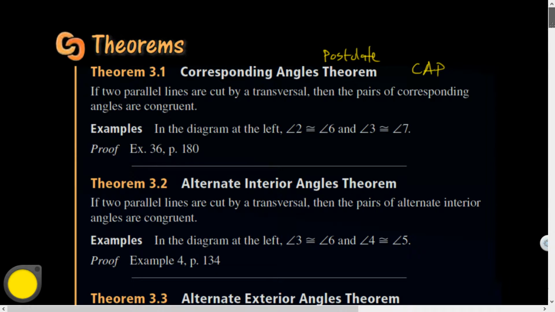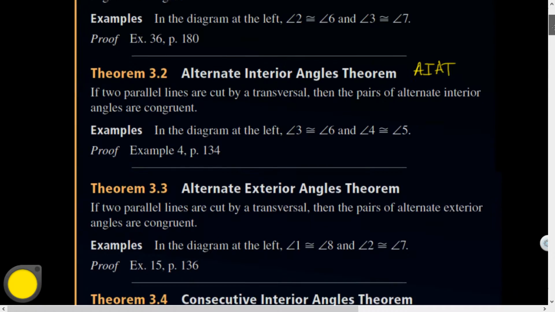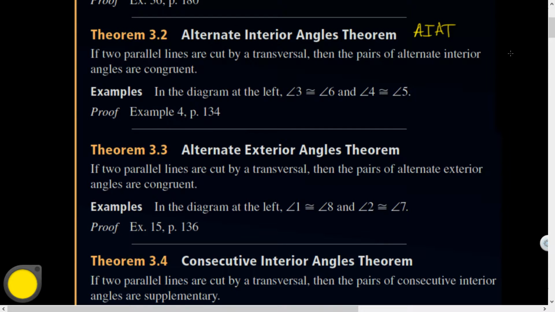So, Theorem 3.2, the alternate interior angles theorem, AIAT, is how I abbreviate it. You guys got this? Two parallel lines cut by a transversal. The pairs of alternate interior angles are congruent.